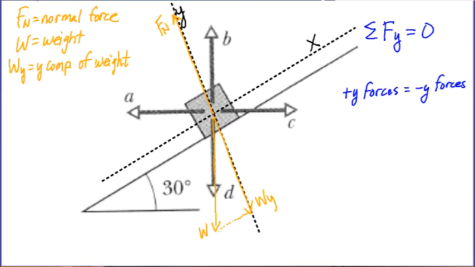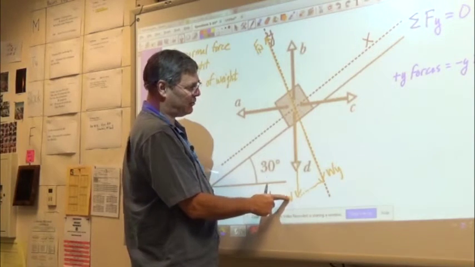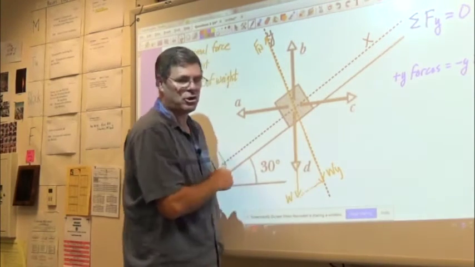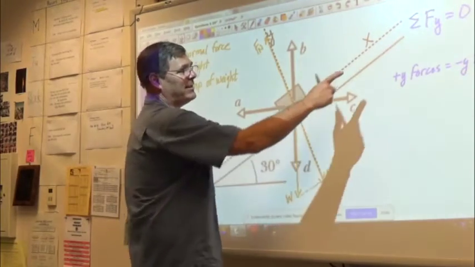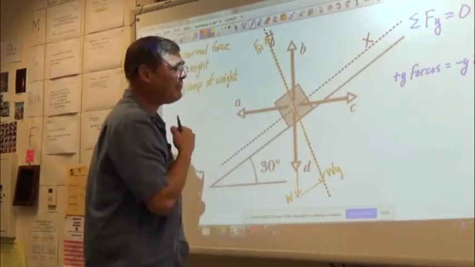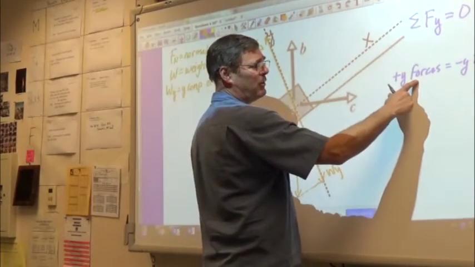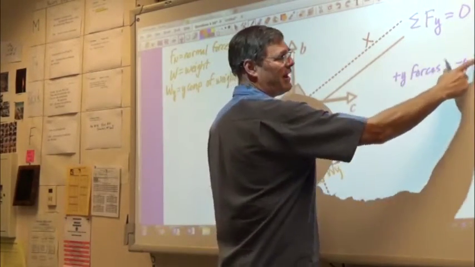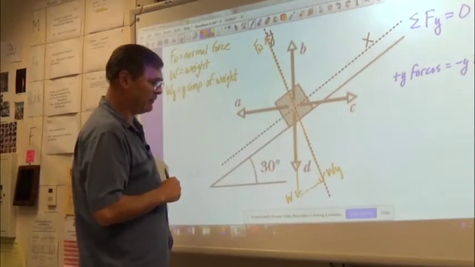Okay, so those orange vectors that show the normal force and the weight, I'm going to resolve the weight into its x and y components, and I only show the y component here because that's what I care about. I'm trying to find the sum of the forces in the y. And like I said, the upward forces will be equal to the downward forces, so they cancel each other out.